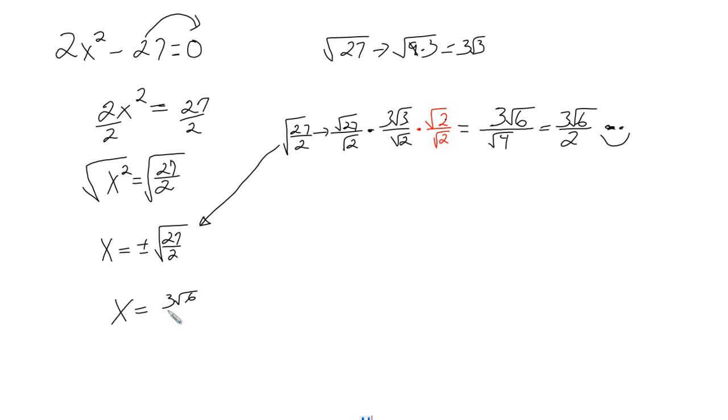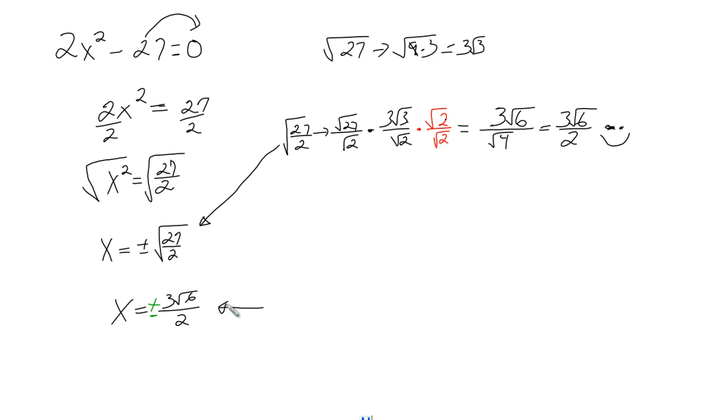Oh, what did I forget? Yep. Don't forget to write your plus and minus in your final answer. If you leave it out, I have to mark you wrong. So always go back before you finalize your answer. Make sure you didn't leave out that plus and minus.